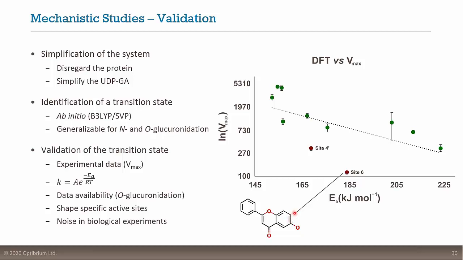So our theory is that both the sites 4' and site 6 belong to one of the flavons which had a hydroxy group in the position 6, and it was the only flavon which had the hydroxy group there. So our theory right now is that those 2 outliers are because essentially the metabolite got stuck in the active site, effectively lowering the experimental reaction rate. Now this of course is for O-glucuronidation.